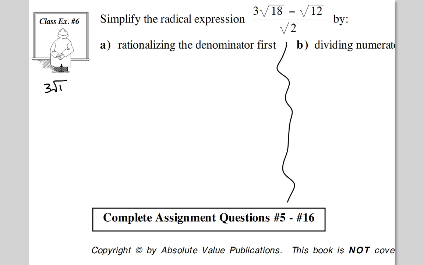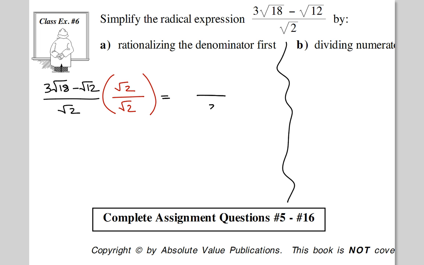So 3 root 18 minus root 12 over root 2. What are we bringing in there as a rationalizing factor? Root 2 over root 2. The bottom is just 2. And now the top, don't forget to distribute. So the left guy would be 3 root 36 minus root 24.